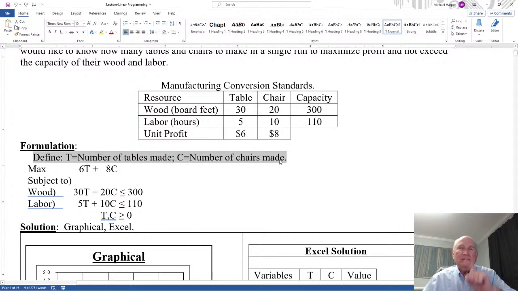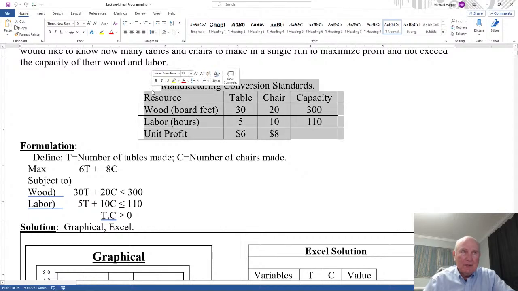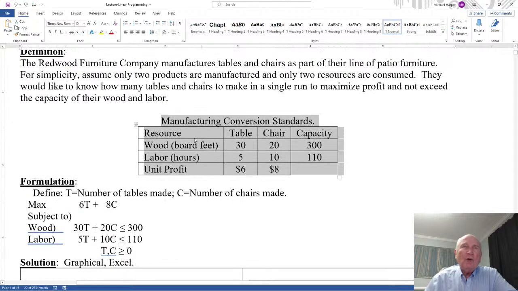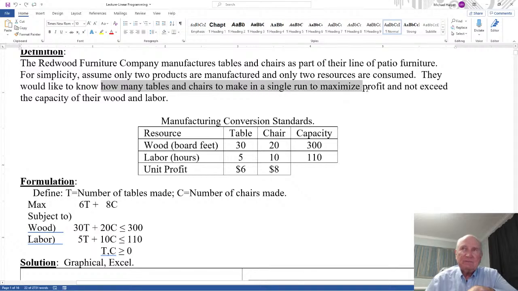C is the variable which is the number of chairs you're going to make. Okay. Now the second step then is you take the definition of the variables and you take a definition of the problem and you put them together. Okay, so the whole point of the definition is coming up with a business question. And here it is. How many tables and chairs to make in a single run to maximize profit and not exceed the capacity of wood and labor?